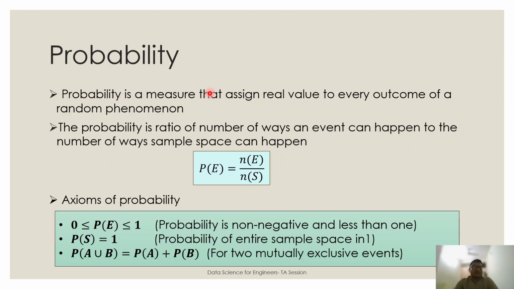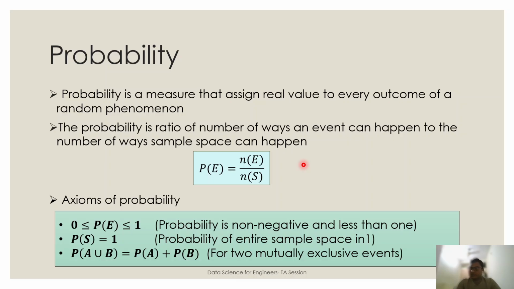So probability is a measure that assigns a real value, meaning some mathematical value, to every outcome of a random phenomenon. Whatever phenomenon is going to happen, we are giving some meaning to it. So what is probability? Probability is a ratio of the number of ways an event can happen to the number of ways the sample space can happen.